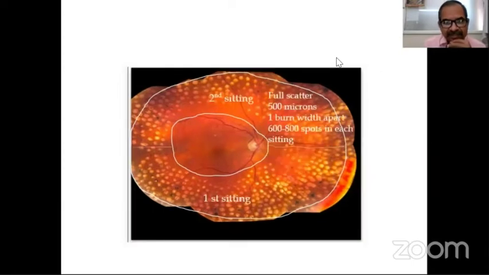See, this is the picture of the first sitting and the second sitting. Always try to do the laser in the inferior part of the retina first, then go for the upper, temporal upper, nasal upper. But preferably, it's better to do the first sitting inferiorly. The advantage is that in case there is a vitreous hemorrhage in future, we won't be able to do the inferior part of the retina. That's why it's better to cover the inferior part first.